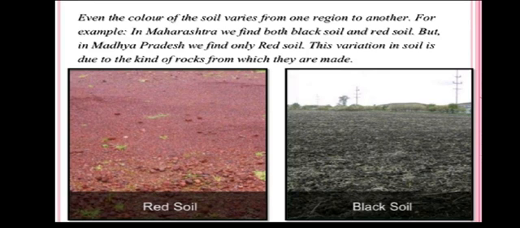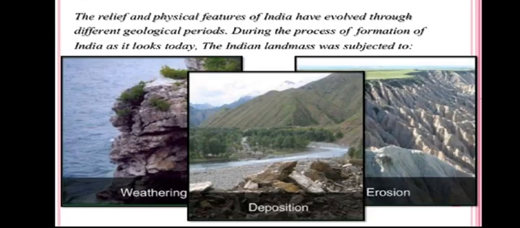Now, the relief and physical features of India have evolved through different geological periods through the process of formation of India as it looks today. The Indian landmass was subjected to weathering, deposition, erosion. Weathering is the breaking up of rocks. Deposition, the sand and silt brought by the river to the bank. Erosion, soil erosion by wind and water. Soil is eroded, means it is taken from one place to another.